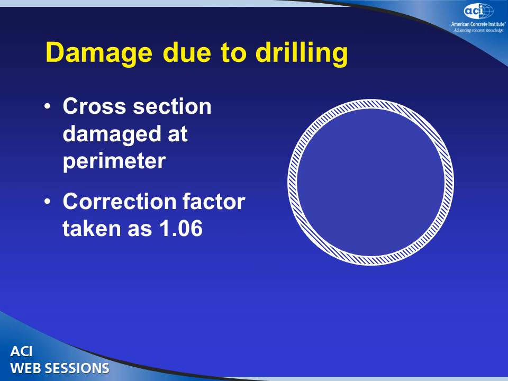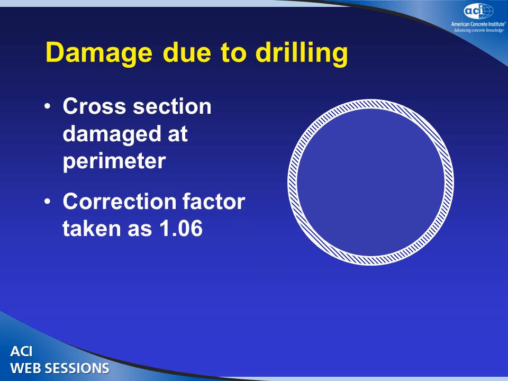There's an issue about damage due to drilling, so the idea is that as you're drilling the core, potentially you're cutting through coarse aggregate around the perimeter. If there's any wobble in the core bit, then the perimeter is not perfect either. And so the core document says that you can take a correction factor for damage as 1.06.